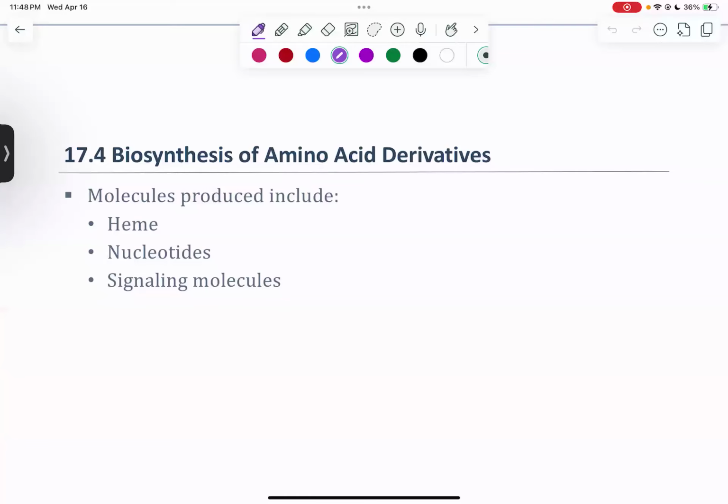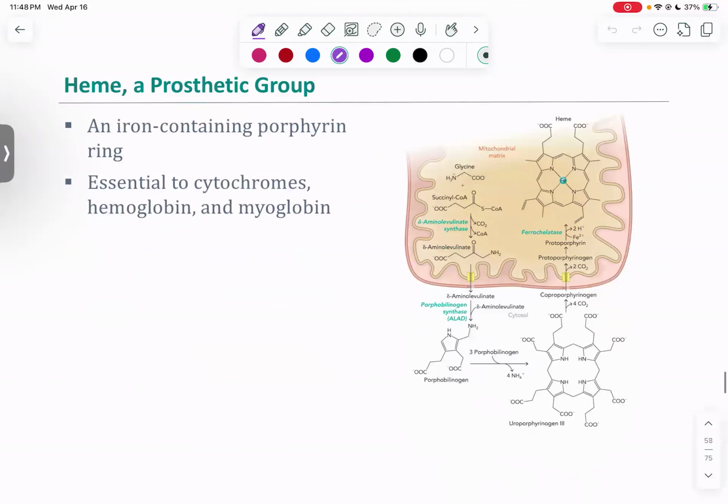All right, so here's the very end of chapter 17, amino acids. The last couple of things we need to talk about are molecules that are derivatives of amino acids. We've talked about these in a bunch of different ways before, but we just didn't say that they were really amino acid derivatives. So we've talked about heme, and heme being really important in hemoglobin, and we'll talk about its structure. We'll talk about nucleotides and some various signaling molecules.